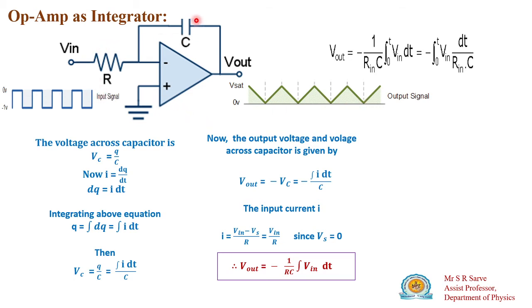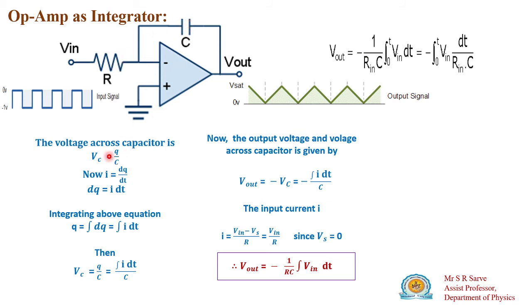So in integrator, capacitor is connected in feedback. Similarly, what is the output of this integrator? Output will be 1 upon RC, resistance into the capacitor, and integration of input voltage with respect to the time. And as the voltage is applied to the inverting terminal, output will get negative. There is a change in phase by 180 degree at the output. Okay, so how will you get this equation?